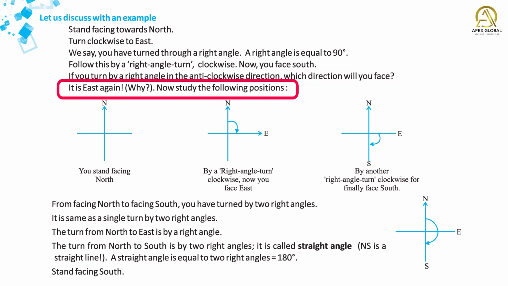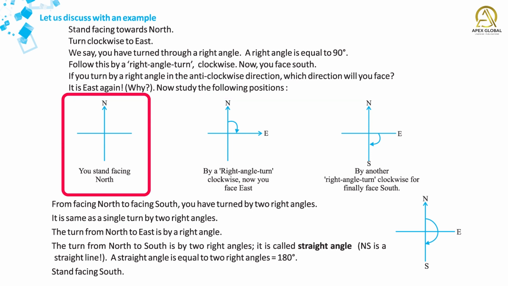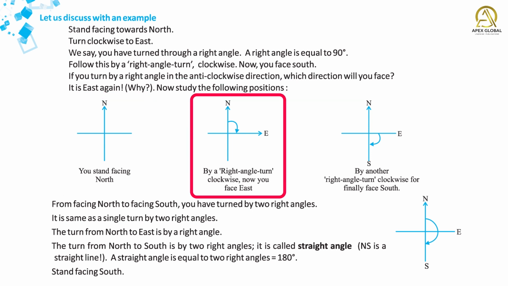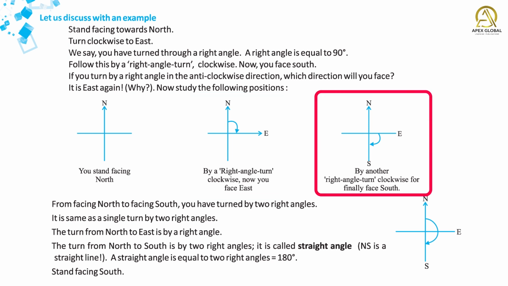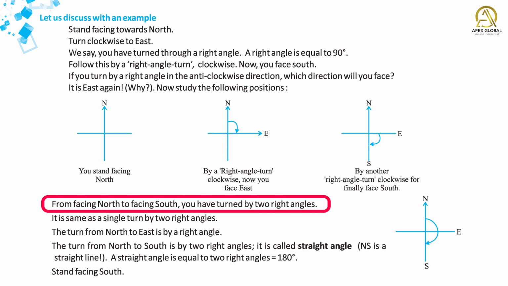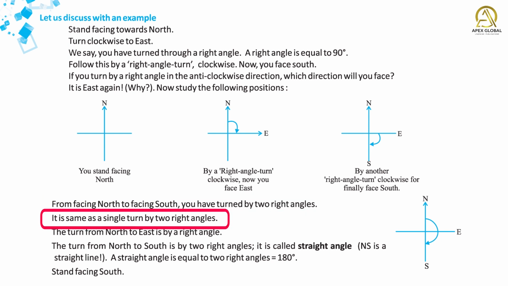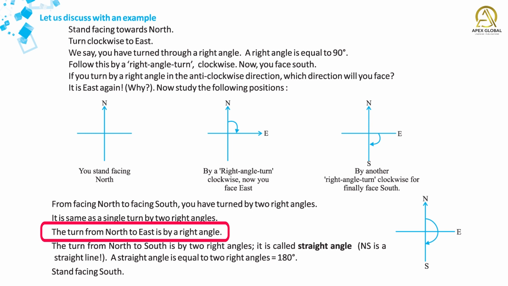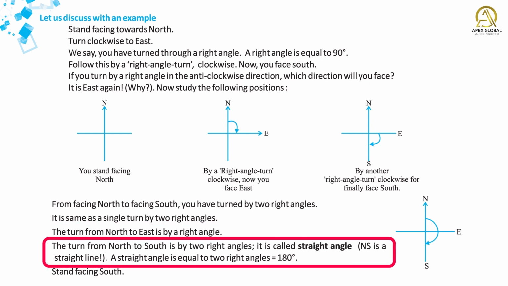Now study the following positions. You stand facing north. By a right angle turn clockwise, now you face east. By another right angle turn clockwise you finally face south. From facing north to facing south, you have turned by 2 right angles. It is same as a single turn by 2 right angles. The turn from north to east is by a right angle. The turn from north to south is by 2 right angles. It is called straight angle. North-south is a straight line. A straight angle is equal to 2 right angles, equal to 180 degree.